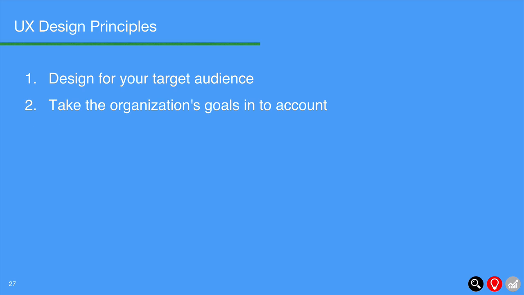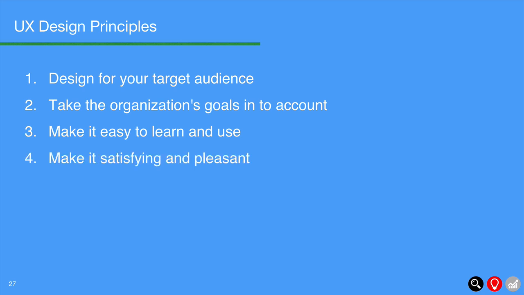We make it easy to learn or use. So it's got to be intuitive whenever we design our digital product or service. And we ultimately want to make it satisfying and pleasant. So we want to be able to help users interact with that process. And obviously, the human experience is the highest priority. So making sure that it works well for the end user is a really high priority.